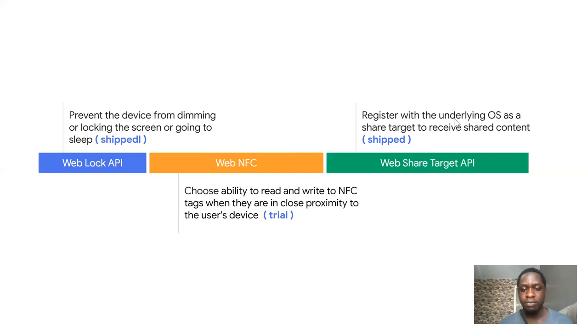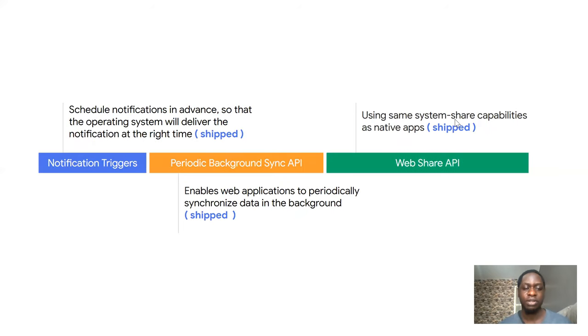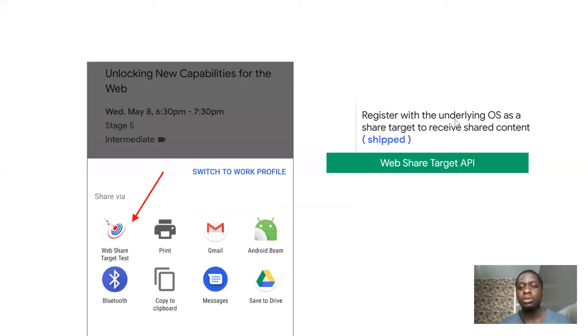So talk about Web NFC, Web Share Target, and Notification Triggers, where you can natively schedule notifications to do something either offline or online. Periodic Background Sync API, so you can magically synchronize data in the background, whether your app is offline or online. Then you have the Web Share API and all these amazing capabilities that are already in play with Chromium browsers.